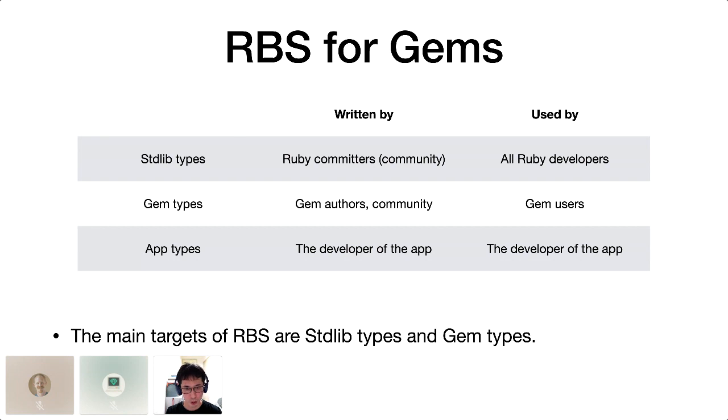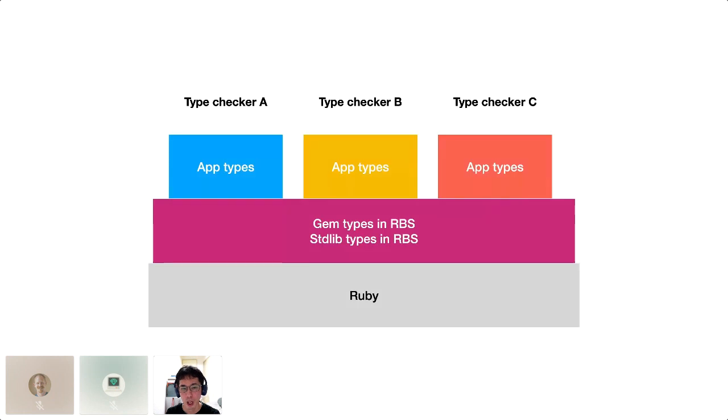So I want to show a diagram of how RBS can be used. There will be several type checkers, A, B, or C, like that. We hope that the type checkers will support the RBS syntax, the RBS language, for the gem types and standard library types. But we are not talking about the application type definitions. They would have some different native type declaration languages, and they may continue using the type definition languages of each type checker.